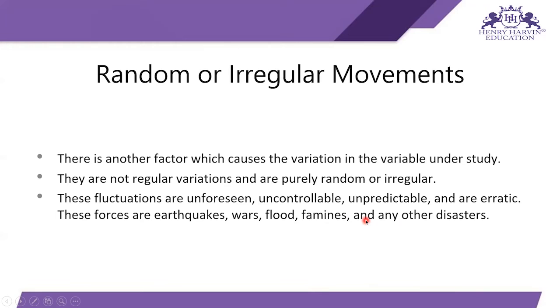So basically, random or irregular movements are like suddenly a world war came, or suddenly a volcanic eruption, or suddenly an earthquake happens, or a tsunami, or floods. At that time you can say it is a random or irregular movement which suddenly came into the picture, and it changes the whole planning or everything.